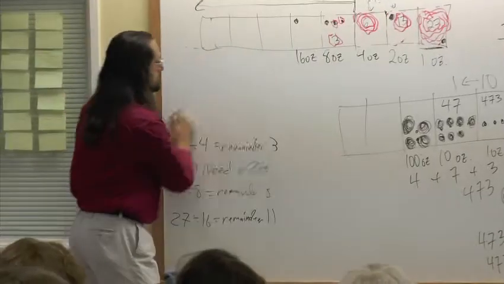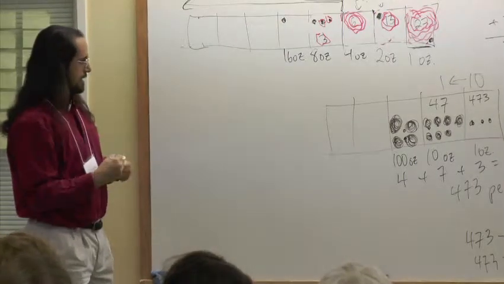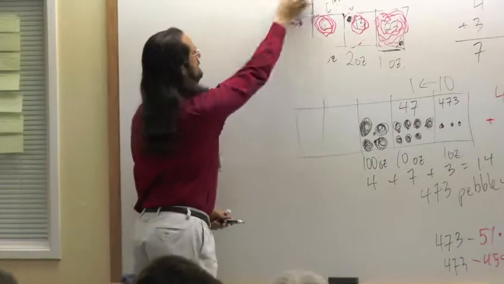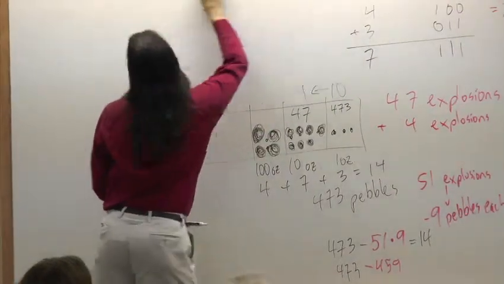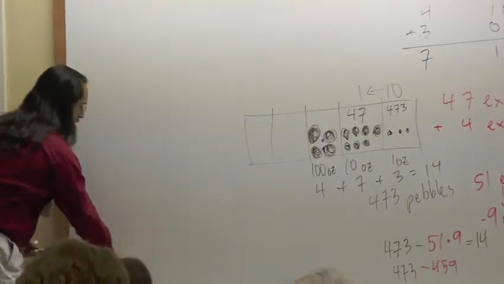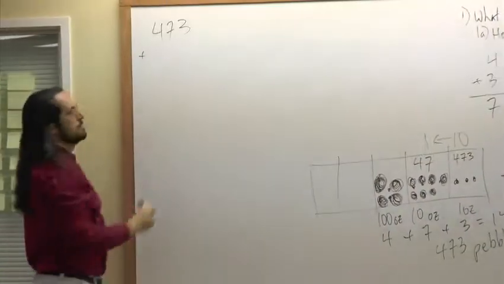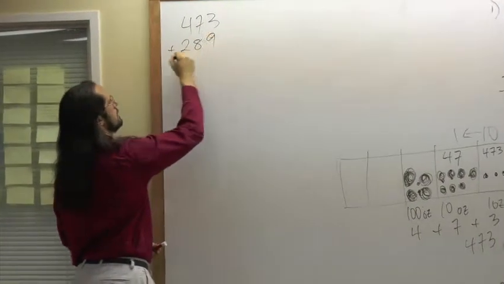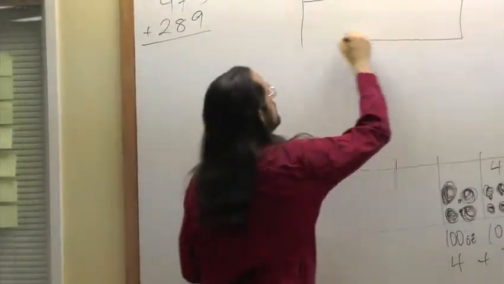Okay, so these machines are great for counting, and we can also do fancier stuff with them like adding. All right. So let's add. Okay, 473 I've already got. And let's pick some other number like, I don't know, 289. Okay? So here's how you add them.